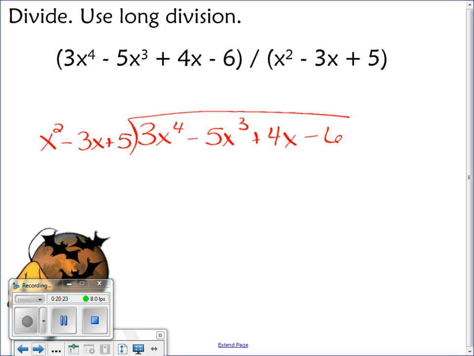Which terms am I looking at? I still look at the first terms, no matter what the problem looks like. What do you multiply x squared by to get 3x to the fourth? 3x squared. So again, we write it up top. And then what? Multiply it. Now you're going to have to distribute it to three things this time. So 3x to the fourth.